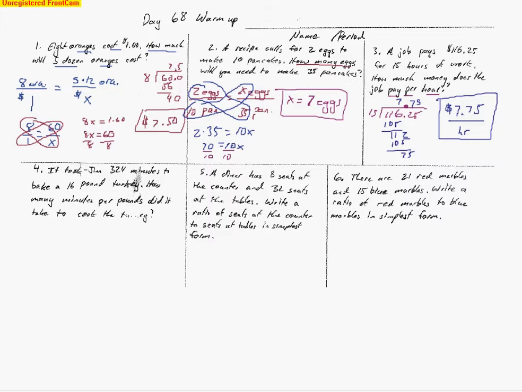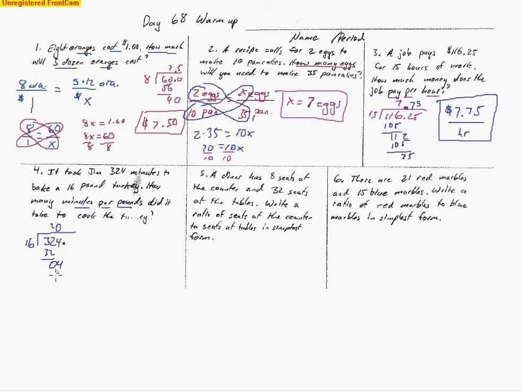So the next one, it says it took Jim 324 minutes to bake a 16-pound turkey. How many minutes per pound? So it's the same type of problem as the last one. Did it take him to cook the turkey? So we'll go ahead and set that up as 16 into 324. So 16 goes into 32 2 times, evenly actually, so that leaves us with 0. So 16 does not go into 4, so we'll have to add a decimal point. And when I go ahead and do that subtraction, I get 4 left over.